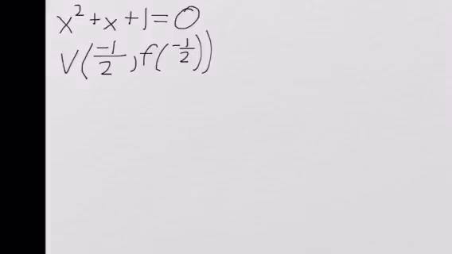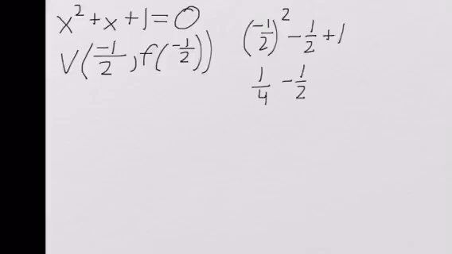So that's going to be minus 1/2 squared minus 1/2 plus 1. So 1/4 minus 1/2 plus 1. And if I simplify that down, that comes out to 3/4. So our vertex is negative 1/2, 3/4.